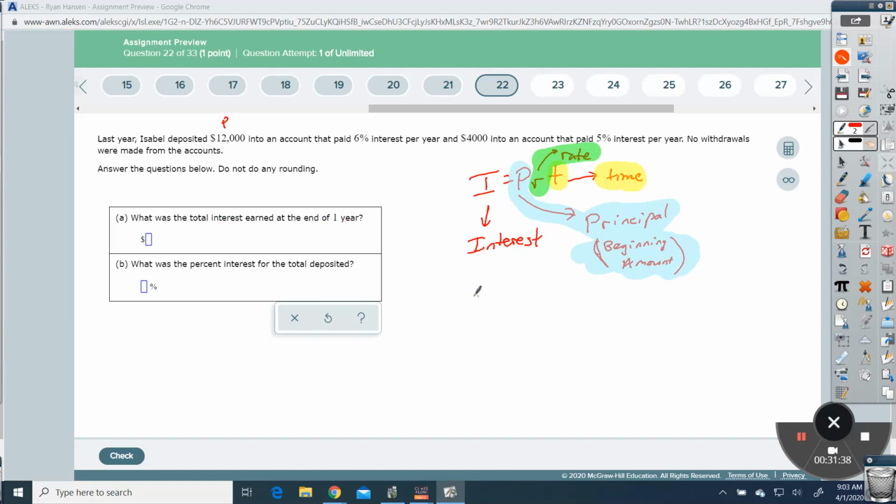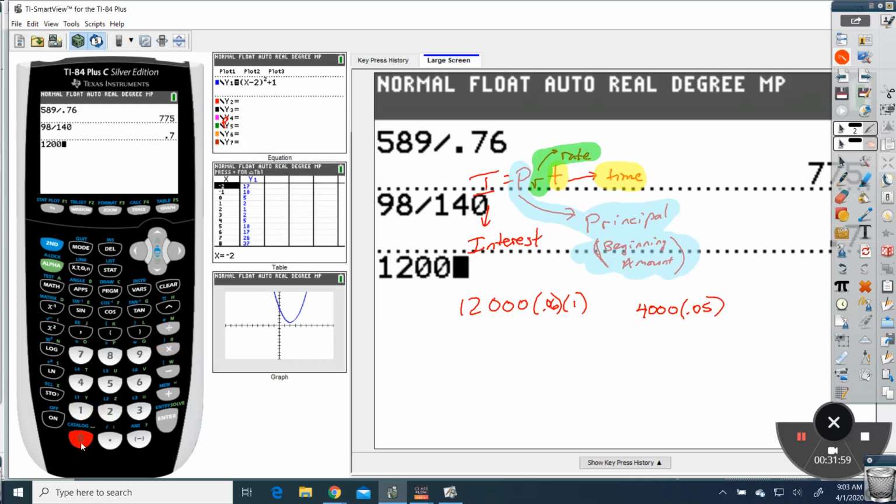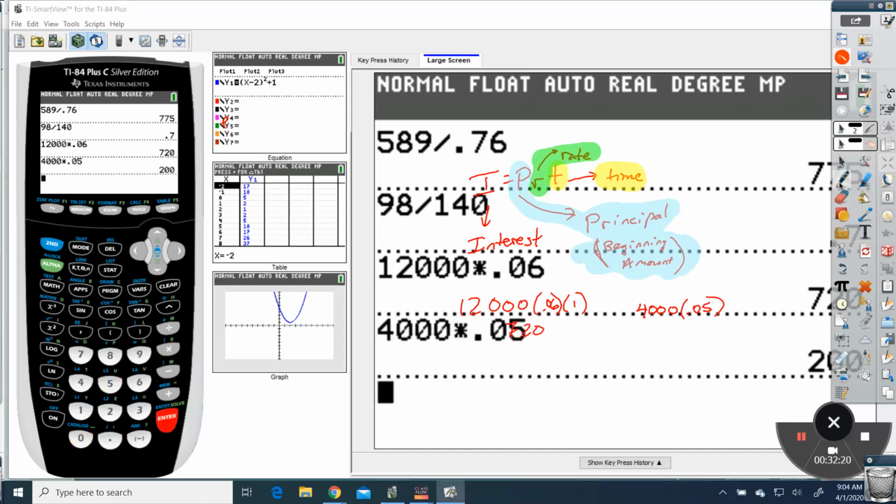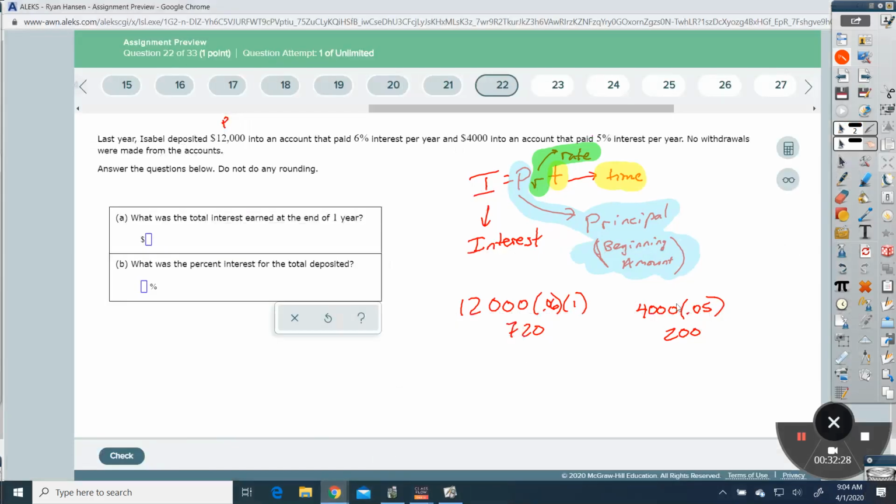Okay, so for the total interest for 1 year, we're going to go 12,000 times 0.06, and 1 year is just 1 for the time. And then we're also going to have 4,000 times 0.05. Okay, so I go to my trusty little calculator. 12,000 times 0.06. Okay, it says that's 720. And now I do 4,000 times 0.05, and that's 200. So what I have now is 720 plus 200 makes $920. So what was the total interest earned at the end of 1 year? $920.